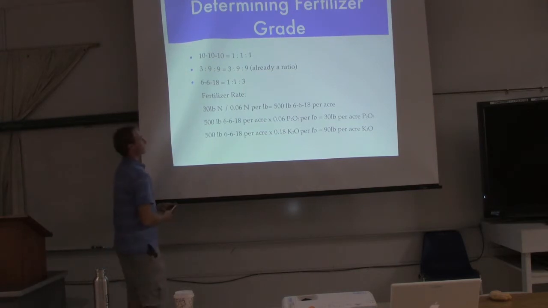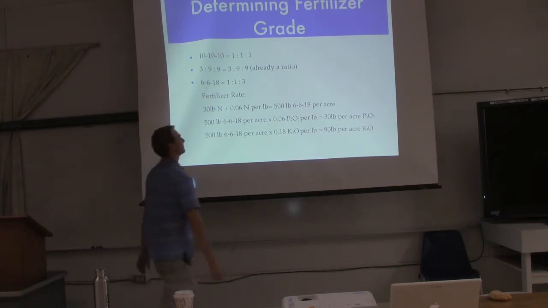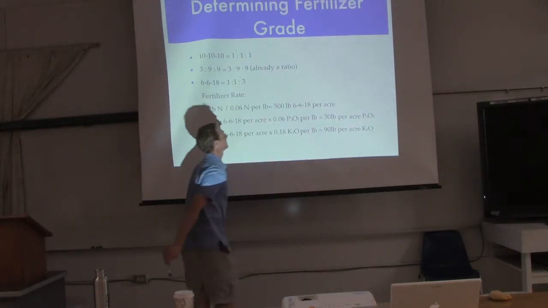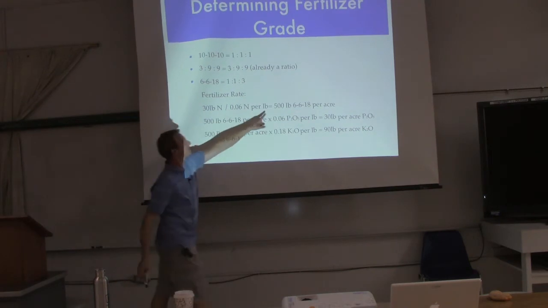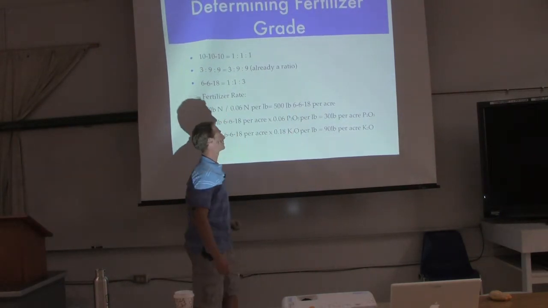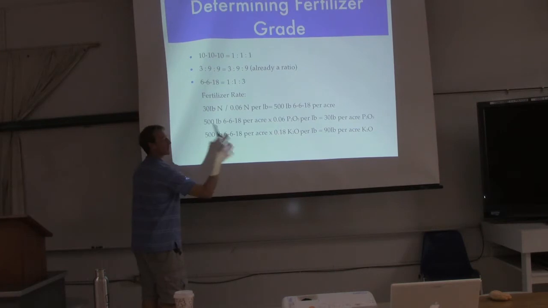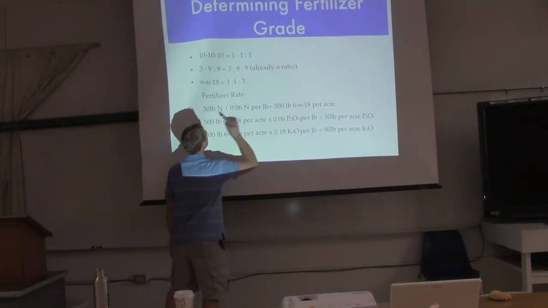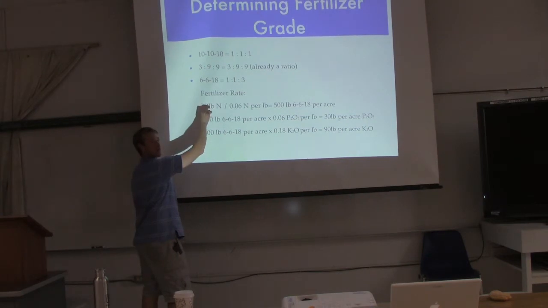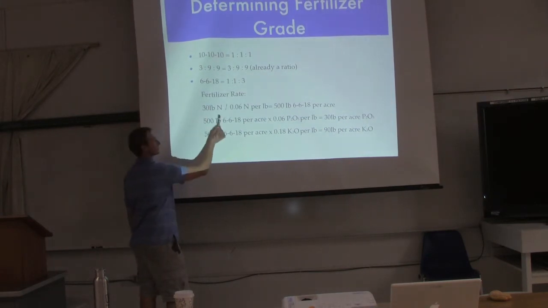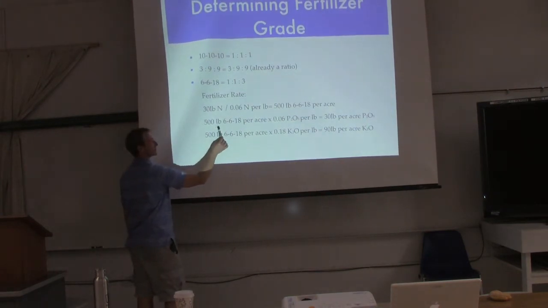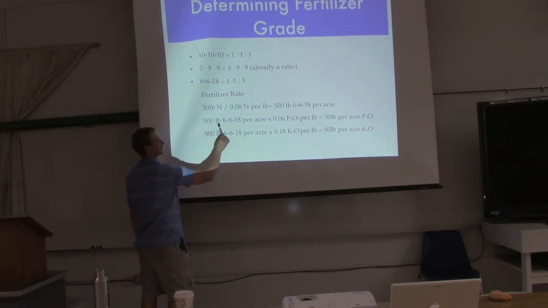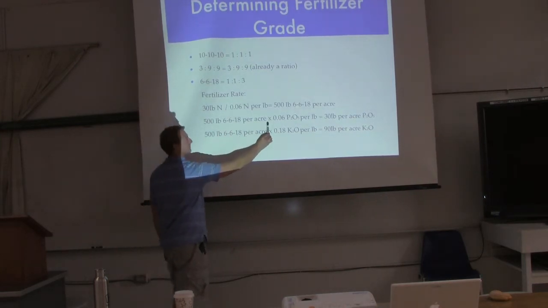Now, what requirement am I meeting for my P2O5 and my K2O by putting in 500 pounds of 6-6-18? Let's find out. I do that by taking the weight of the amount that I'm putting out to meet my primary nutrient requirement, which is right here, 500 pounds, right? I know that I need 500 pounds of 6-6-18 per acre.